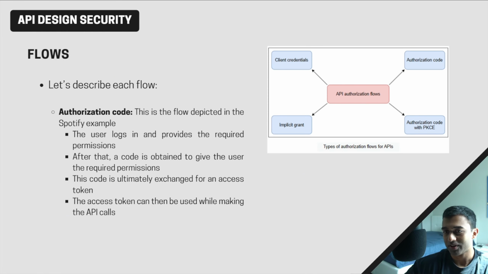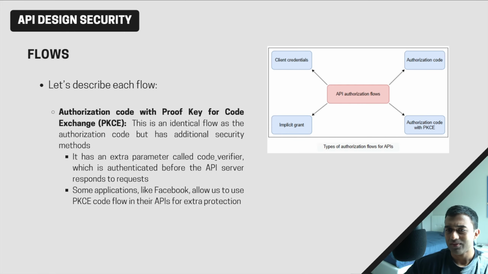First, we have the authorization code. This is the flow depicted in the Spotify example, where the user logs in and provides the required permissions. After that, a code is obtained to give the user the required permissions. This code is ultimately exchanged for an access token, and the access token can then be used while making the API calls.